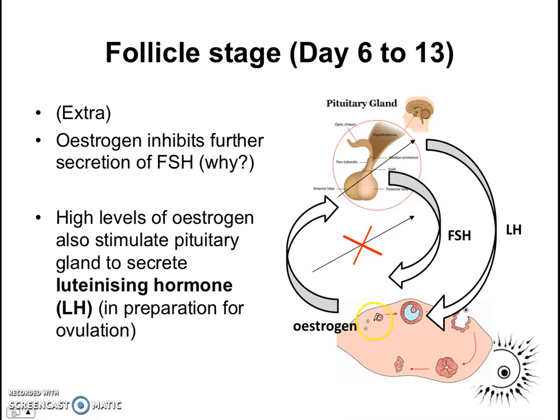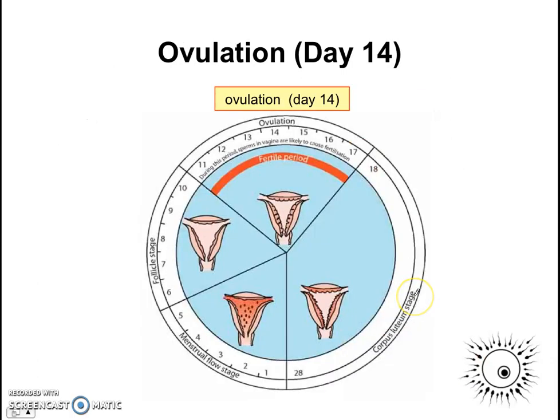So you can imagine the follicles are developing. As they develop, they secrete estrogen, and this estrogen causes the pituitary gland to secrete LH, and LH eventually will cause this Graafian follicle to rupture, and will cause ovulation to take place. Okay, and that's how we get to the next stage, which is ovulation.